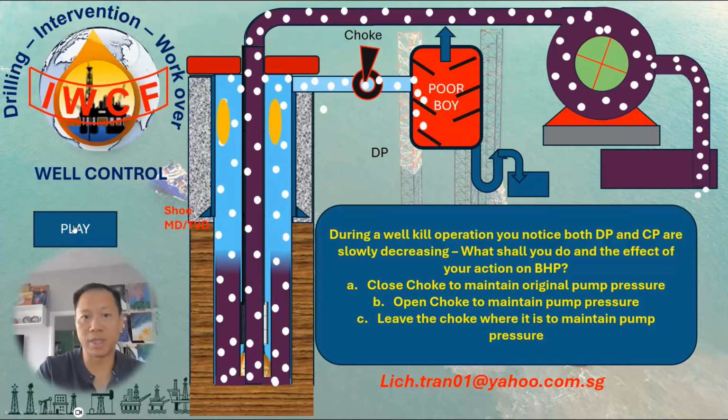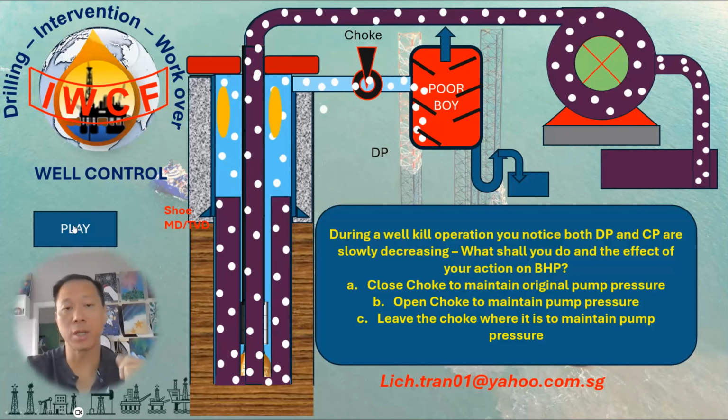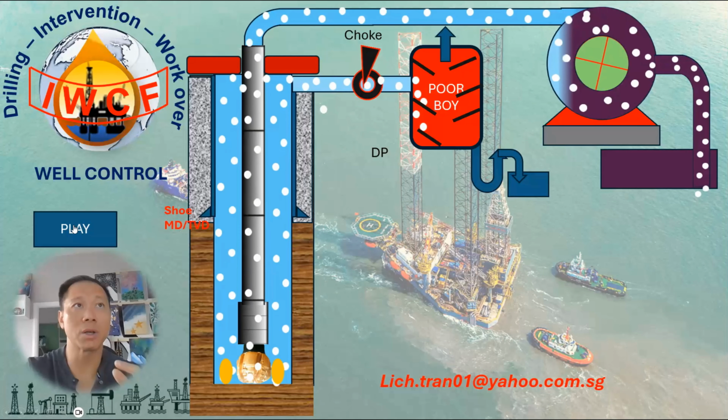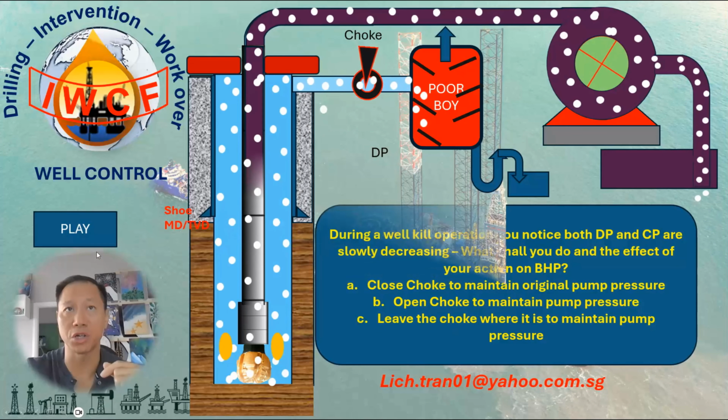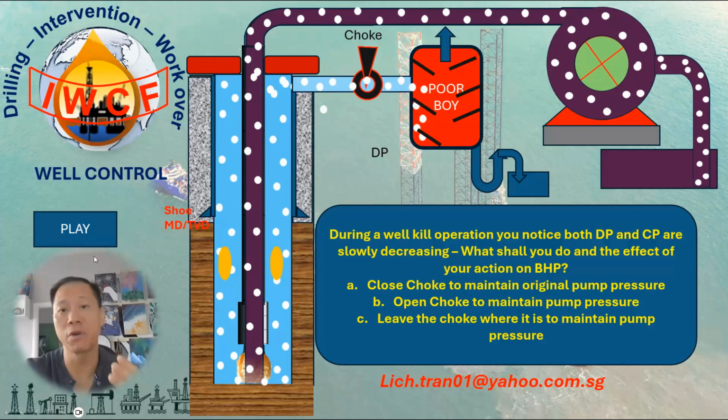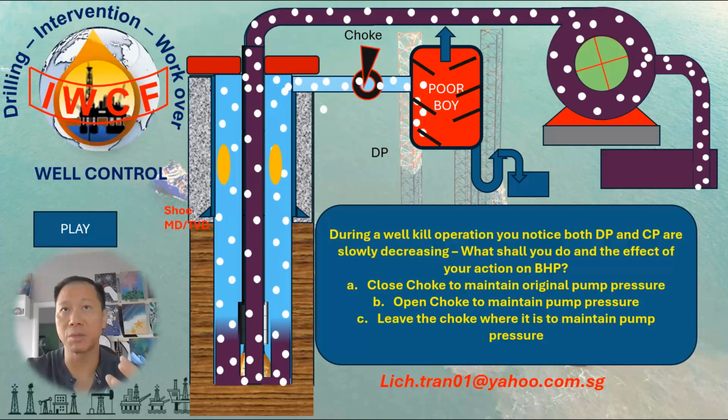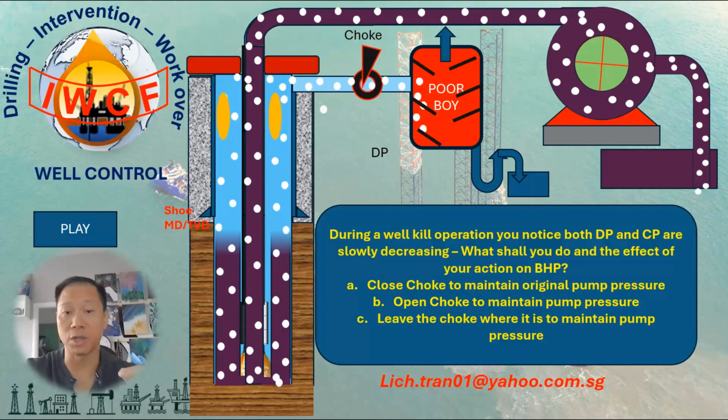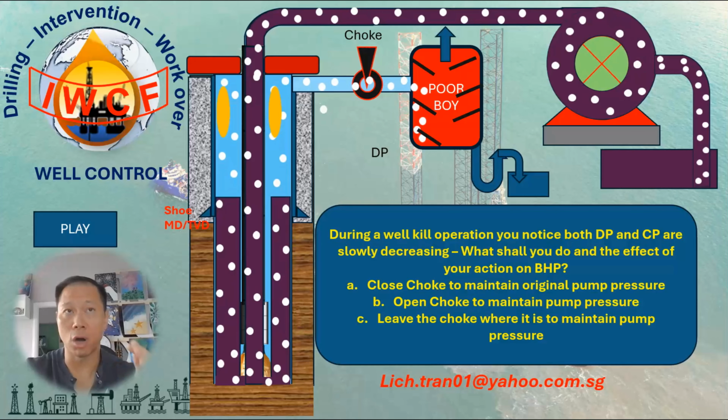In this snippet, we will study a very challenging question, but if you understand it, it will eventually become very easy and simple. The question: during a well kill operation, you notice both drill pipe pressure and casing pressure are slowly, gradually decreasing. What shall you do, and what is the effect of your action on the bottom hole pressure?